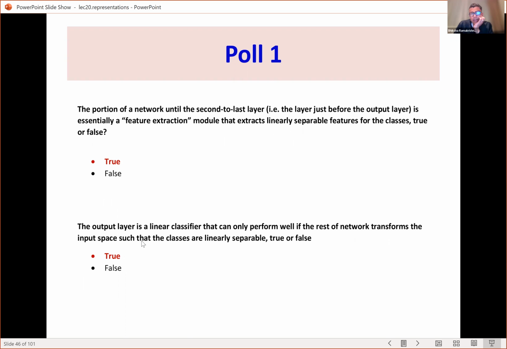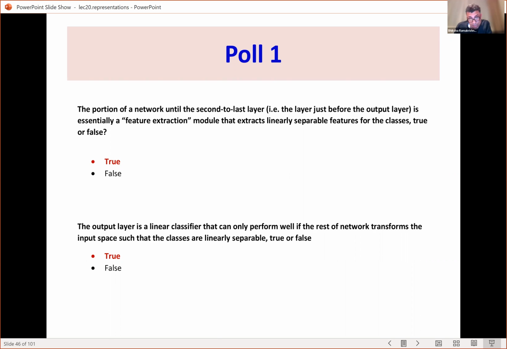False, right? And so the portion of the network until the second to last layer is essentially a feature extraction module that extracts linearly separable features for the classes. And the output layer is a linear classifier that can only perform well if the rest of the network transforms the input space so that the classes are linearly separable. Both of these are true.